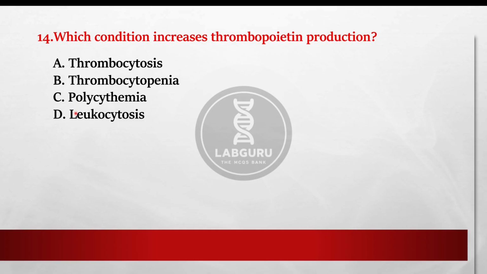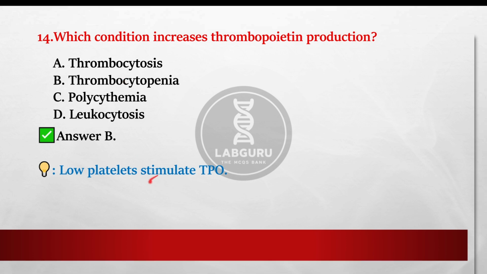leukocytosis. Here the right answer is option B, that is thrombocytopenia. If there is a low number of platelets, means there is a decreased platelet count in the blood, it will stimulate to increase the production of thrombopoietin from the liver and kidney, mainly from the liver. Okay, so it will counterbalance the population of platelets in the bloodstream. Low platelets stimulate TPO production.